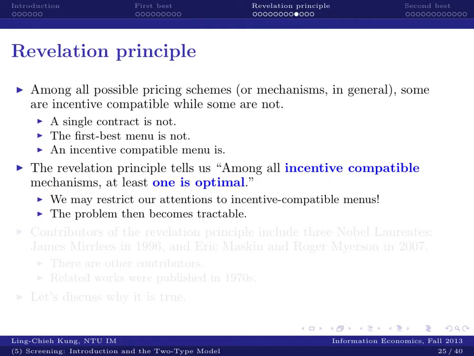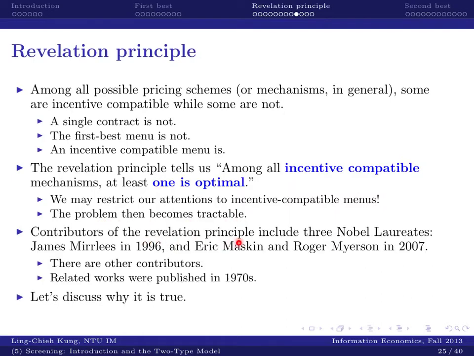If I want to find the optimal contract or optimal mechanism, I only need to worry about incentive compatible menus. Among all these menus, I only need to find one of them. Okay? The problem then becomes tractable.